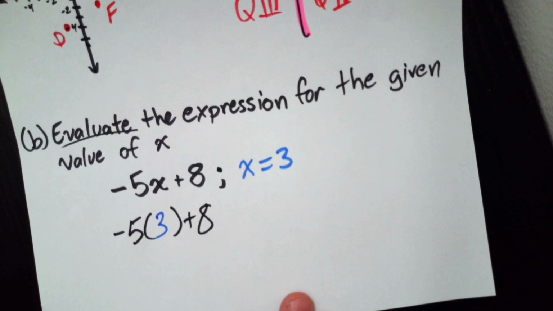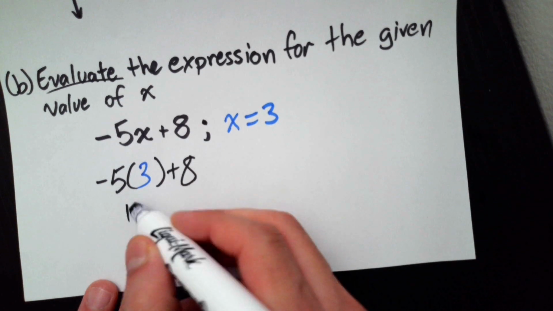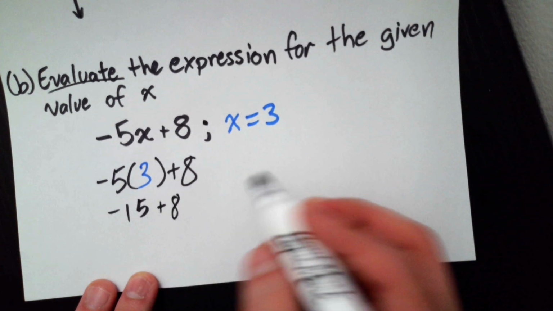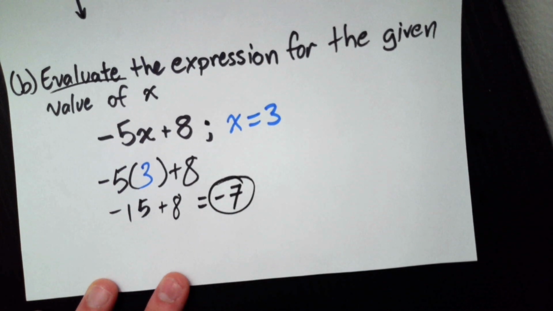And then now that we have these numbers here, we can solve them. Negative 5 times 3 is, sorry, negative 15, plus 8. And then this should be equal to negative 7. That's the answer for that one.